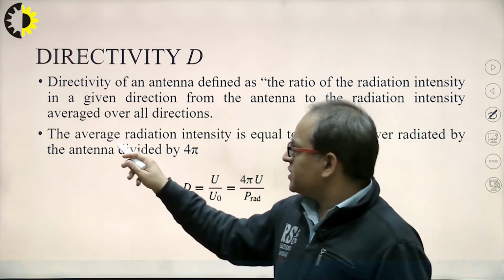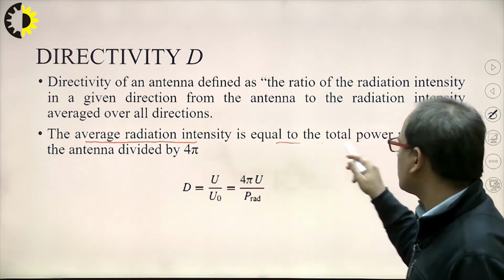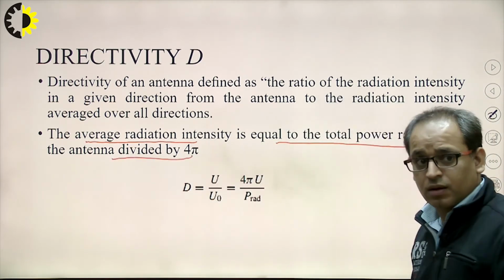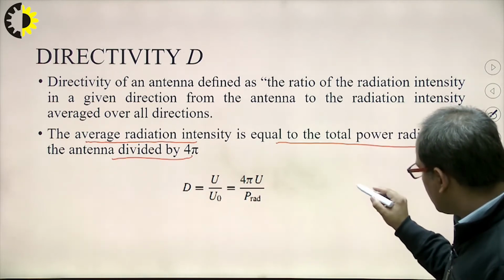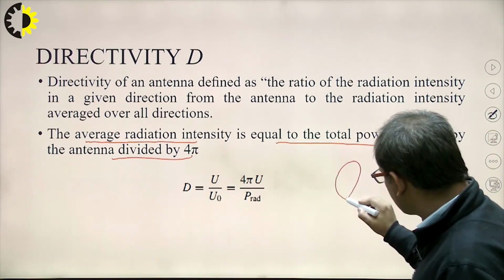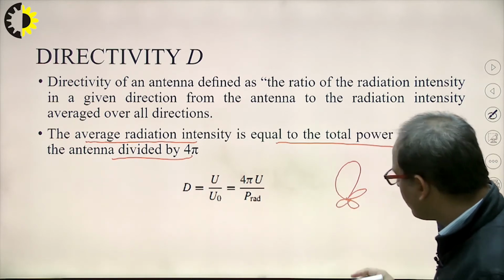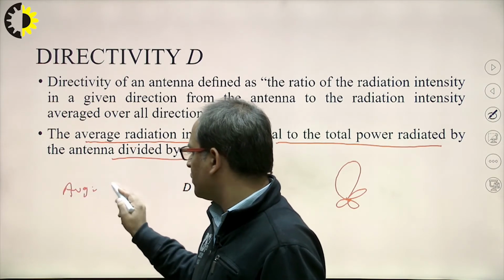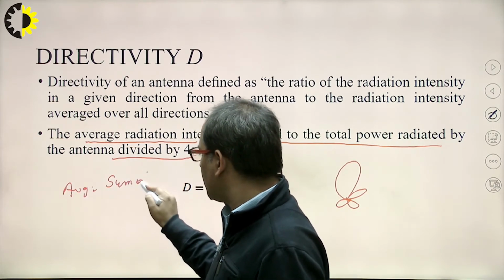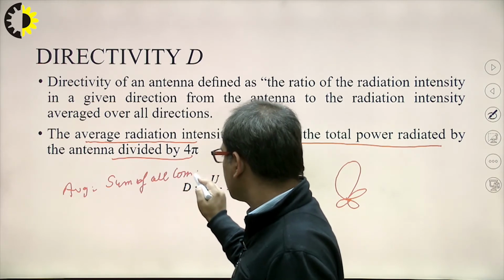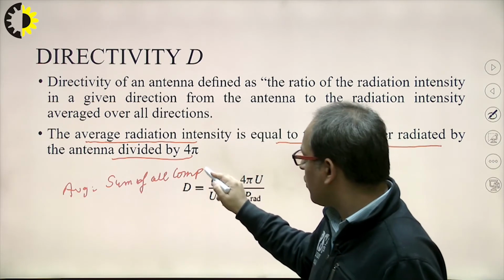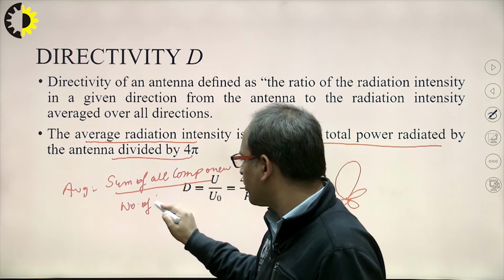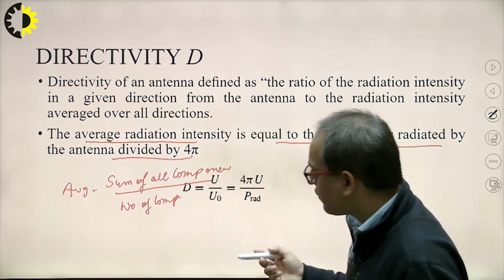So what is the average radiation intensity? It is equal to the total power radiated by the antenna divided by 4 pi. How? If this antenna is radiating like this, how will you calculate the average? Average is the sum of all components or quantities divided by the number of components. This is the formula for finding the average.